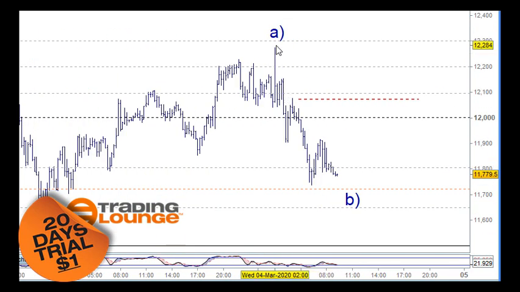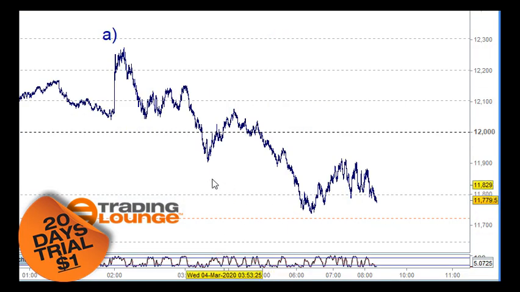This little move coming in through here, if we have a look at that as a B wave on the tick chart, we could look at it like this.